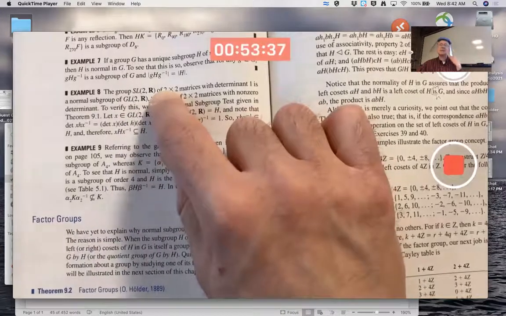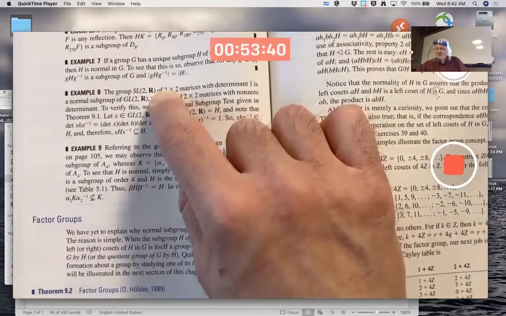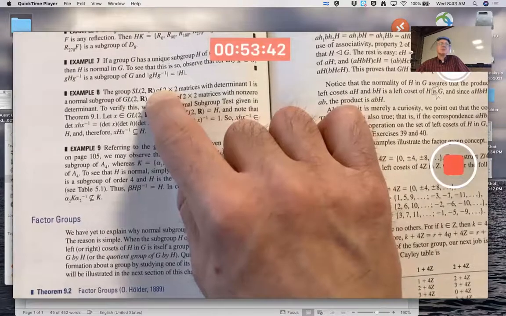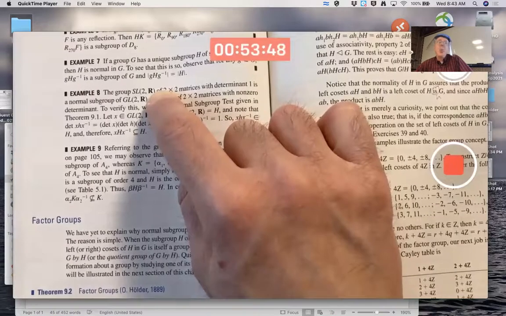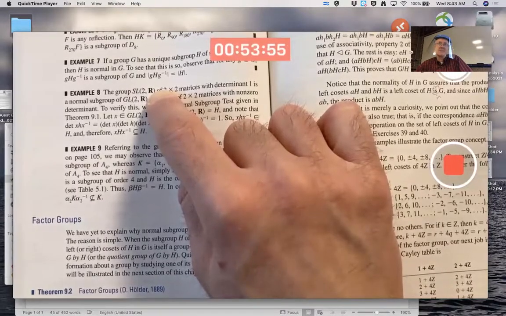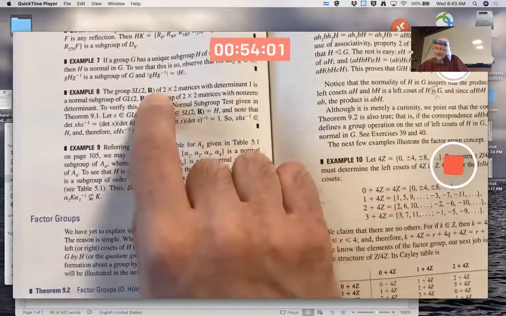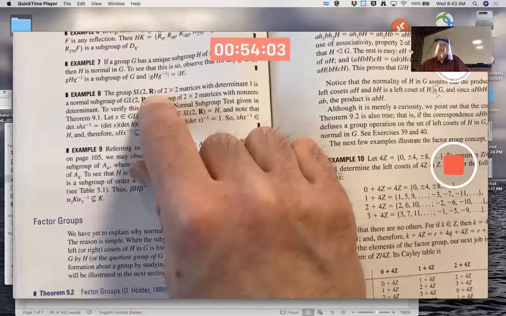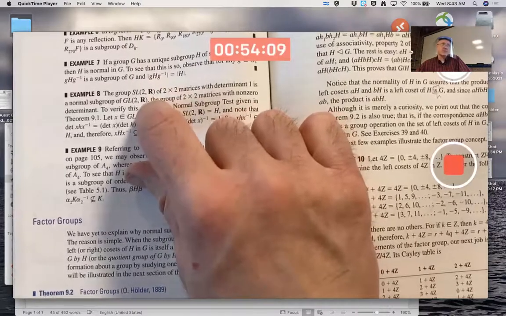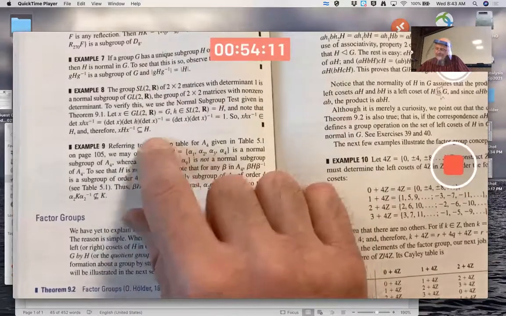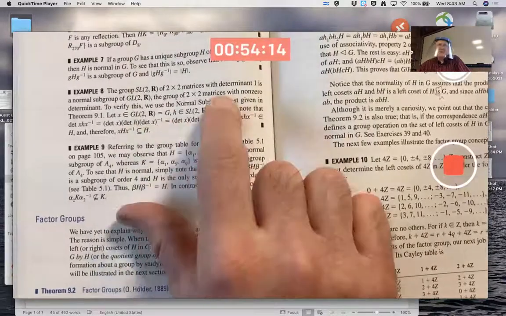SL stands for special linear group. SL2R means the set of all 2 by 2 matrices with real entries whose determinant equals 1 exactly. That's what the special linear group is. These are infinite groups. However, in spite of that, SL2R is a normal subgroup of GL2R, and they verify that essentially with the normal subgroup test.